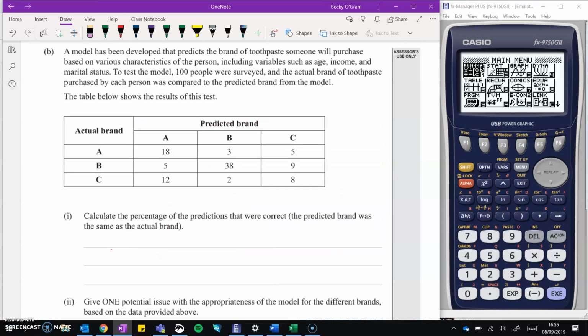Again, pause to read the question. I'm going to go straight into the answer for part 1. Calculate the percentage of predictions that were correct, which means that we predicted A when it actually was A, we predicted B when it actually was B, and predicted C when it was C. So these 3 numbers here, the 18, 38, and the 8, are when we were correct. So we do 18 plus 38 plus 8 out of the 100 people that were surveyed. That gives us a chance of 64%.